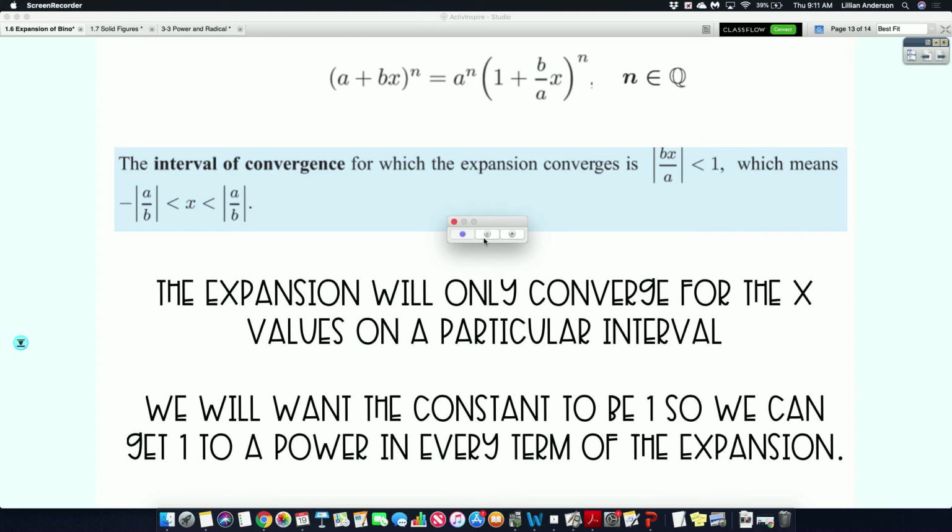So to do that is what you see above, right above the blue box, is that when you do have a plus bx to the n power, in other words, a represents some type of number, b represents another type of number, you basically can factor out an a from both of those terms with the respective power, so in that way it can be a to the n times 1 plus b over a x to the n power. Okay? And then it will basically expand this part like you've normally been doing, and then you just multiply that coefficient through, like that one problem we did last class. Okay?